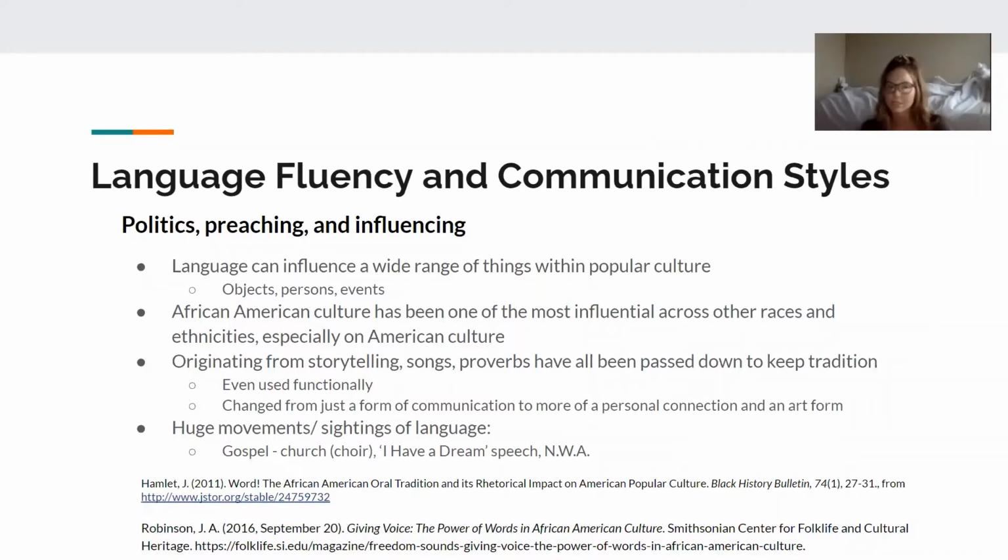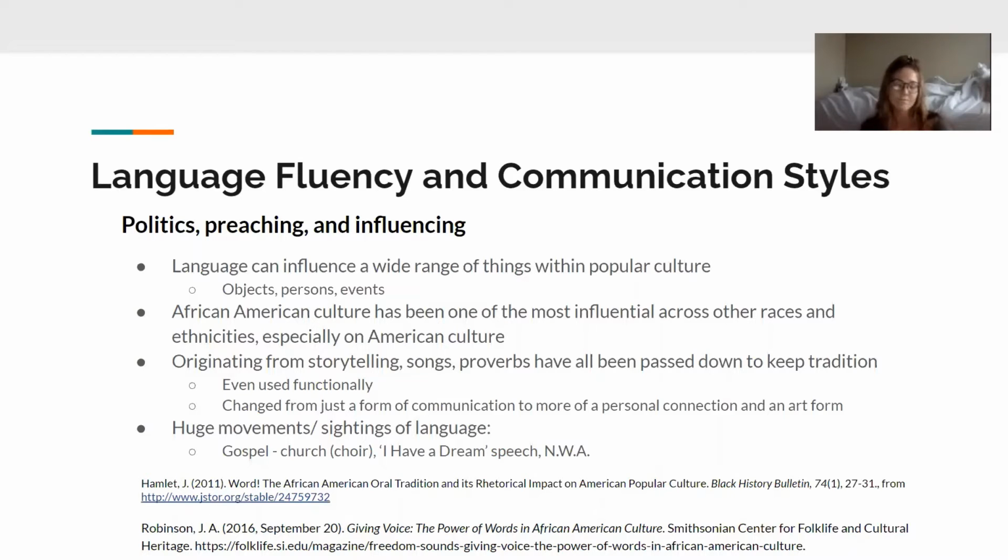Their language is really originating from storytelling and songs to proverbs, all passed down to keep tradition during slavery times and pre-slavery times, and even used functionally like in the Underground Railroad and just with recipes. Really though, after slavery time, it changed from just a form of communication to more of something of a personal connection, and then more of an art form, as you'll see in the next slide.